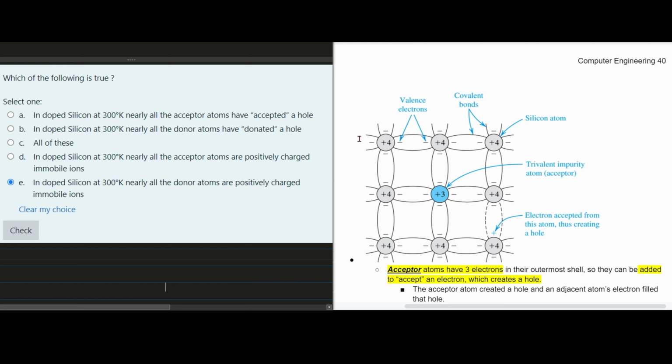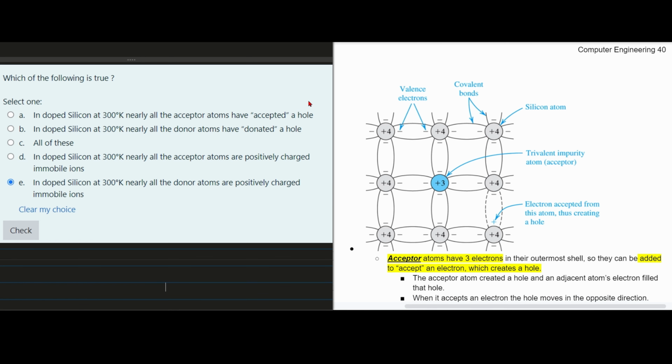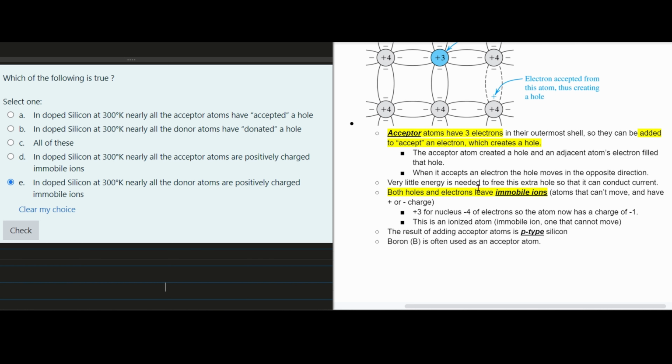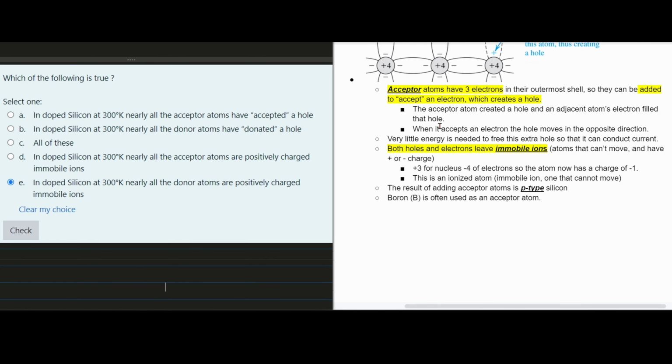For this question with semiconductors, we're asked which of the following is true. So first, in a doped silicon at 300 degrees K, nearly all the acceptor atoms have accepted a hole. So is this true or false? Well, if we look at this, we're saying that it's an acceptor atom.